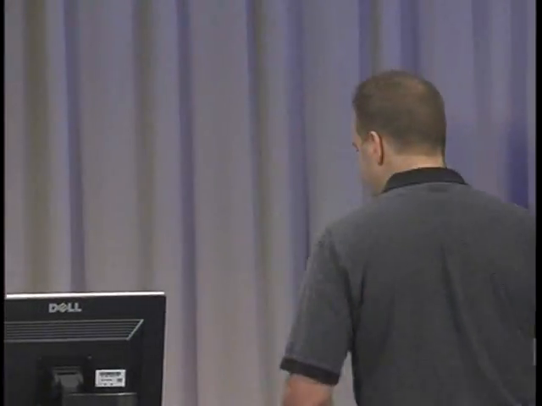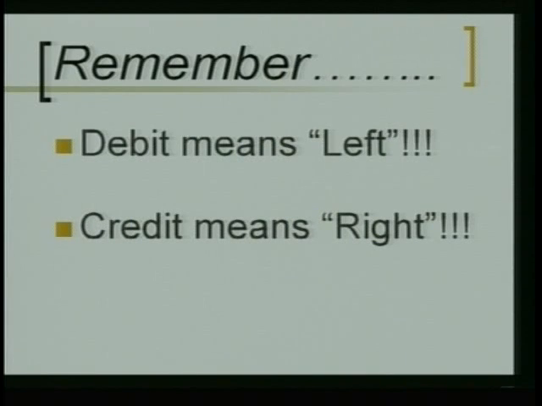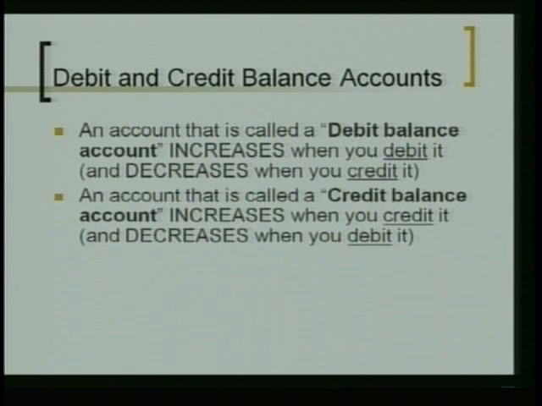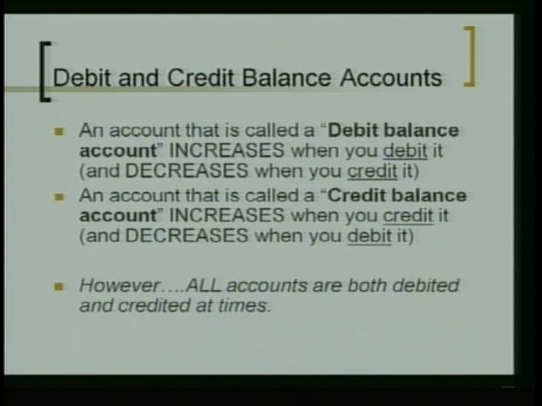Last time, just to review real quickly, we talked about debit being the left side of the T account, correct? Credit is the right side of the T account. And we talked about how a debit balance account increases when you debit it and decreases when you credit it. A credit balance account increases when you credit it and decreases when you debit it, right? All accounts are debited and credited at times. We just need to know whether they're increasing or decreasing. Which accounts are debit balance accounts? Which accounts are credit balance accounts?